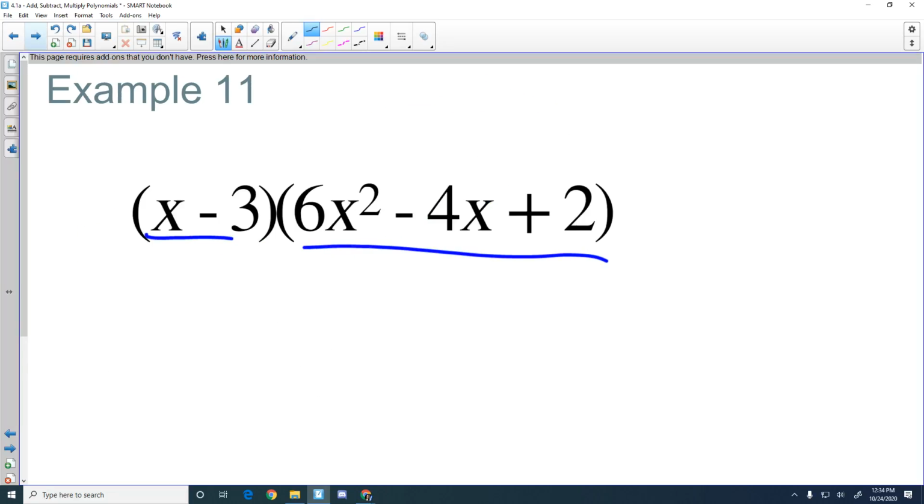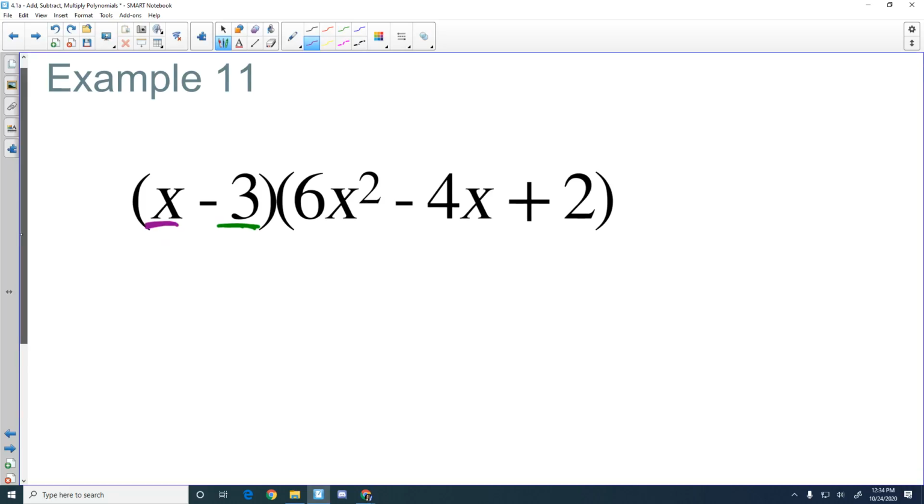Because take a look at this next example. I've got a binomial, 2 terms, times a trinomial, 3 terms. How the heck do we multiply this? We'll just take each term in that first polynomial, and you're going to distribute each of those terms one at a time to every term in the second polynomial. So let's start with the x.